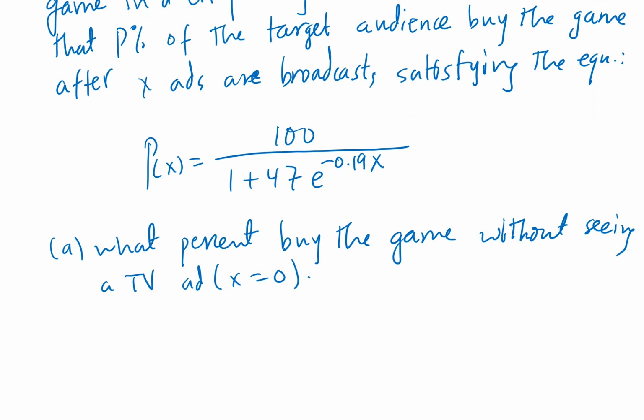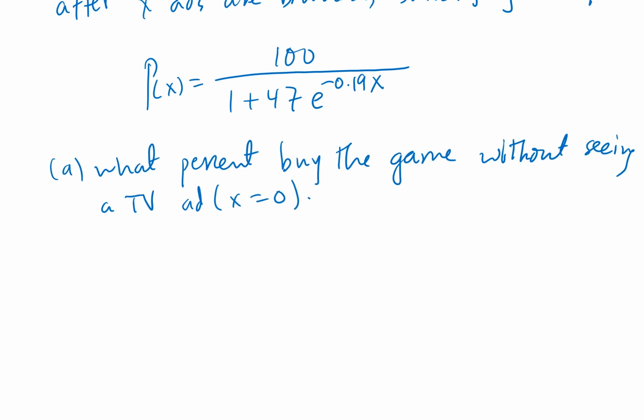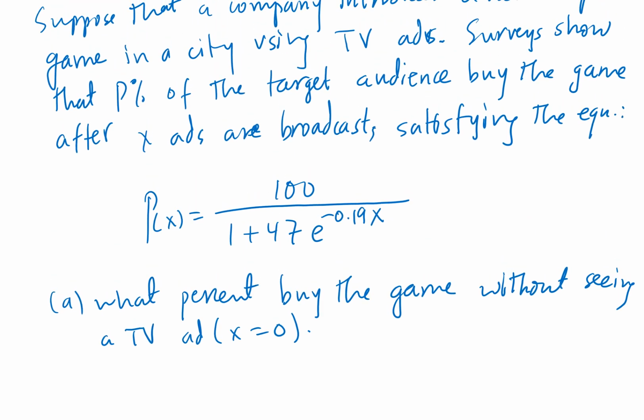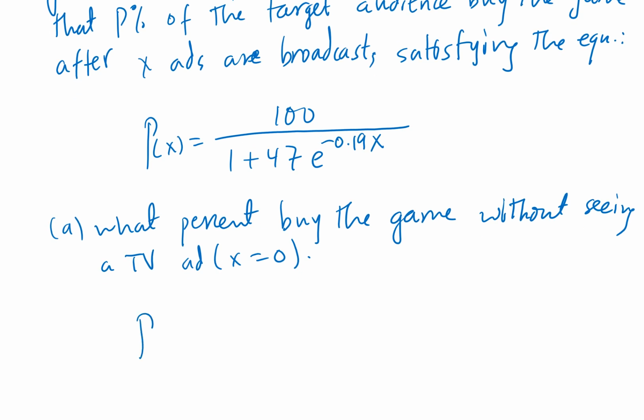So what do we need to do here? It's very simple, straightforward. What percent? So the P of X, if you read the problem again, it says survey shows that P percent. So the P represents the percent here. The P is the percent audience buy the game after X ads, X number of ads. Here they said without seeing an ad, so it means X is 0. So that would be P of 0. We need to find P of 0.